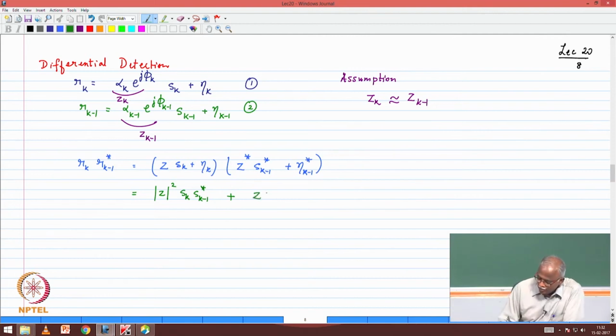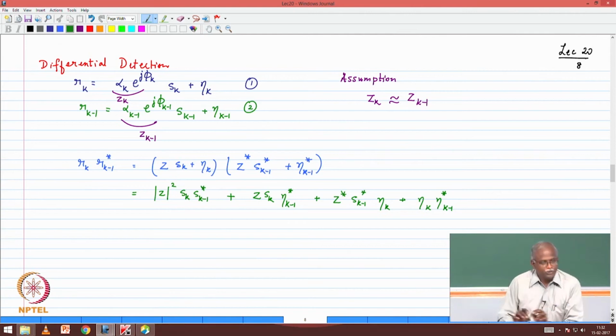The first one will be z times sk times eta k minus 1 conjugate. Next term will be z star sk minus 1 star eta k, and then the last term is eta k minus 1 star. 4 terms. Just substitution and expansion. Again, I'm sure this is familiar to you, but I just want us to get comfortable with the insights that we have as far as differential detection is concerned.